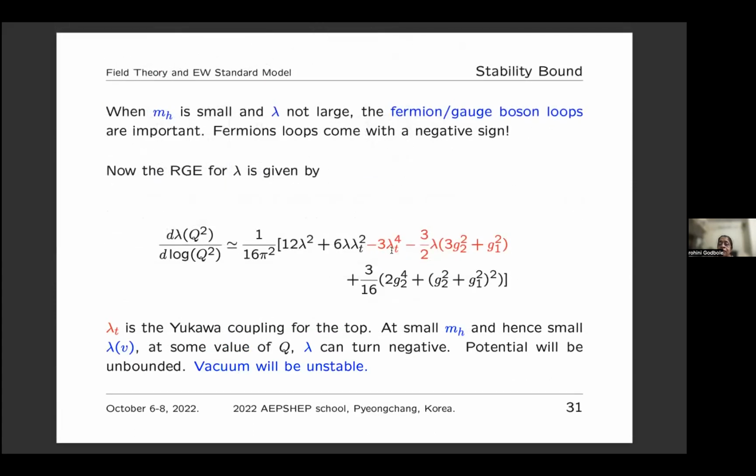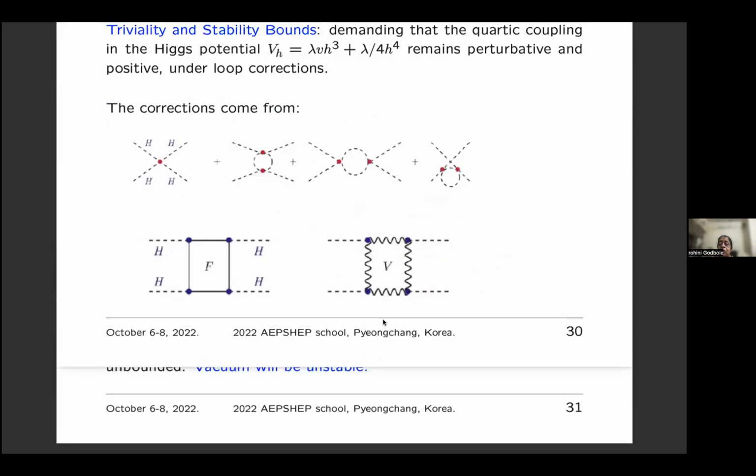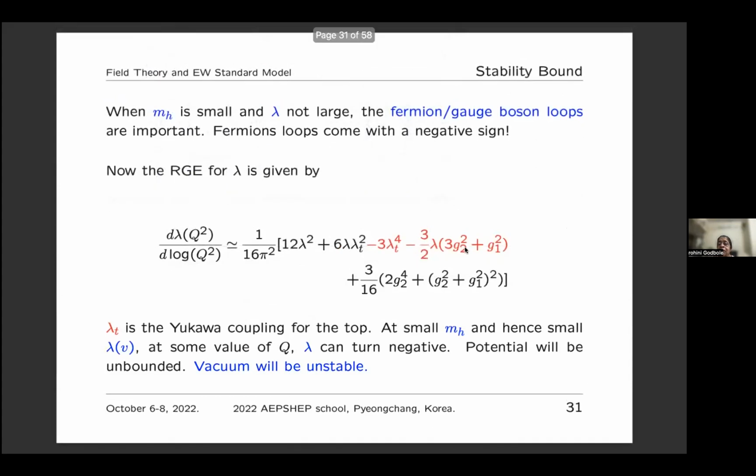And then there is this contribution, this loop is lambda t fourth, and this contribution is lambda times g2 square plus g1 square. These are really the mixed diagrams of Higgs and vector boson, and these are the pure vector boson diagrams. And as promised, the loop contributions have minus signs for the fermion loops, and W loops have a plus sign. Lambda t is the Yukawa coupling for the top.